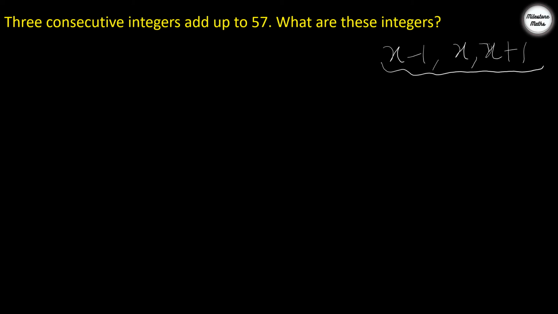So they have asked three consecutive integers add up to 57. So we have to assume first three consecutive integers, right? If you are taking x minus 1, x and x plus 1, the sum of these three integers is 57. So this is the equation. These kinds of questions where you have to assume the consecutive integers are very important from an exam point of view. Once you get the equation, it's very easy to solve.